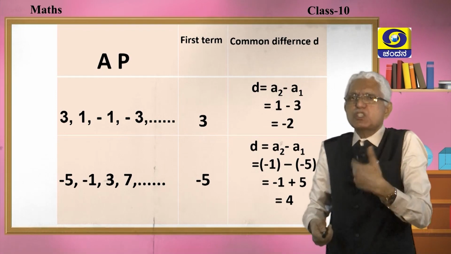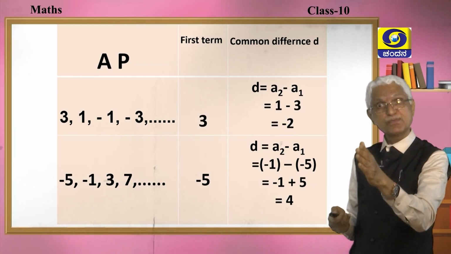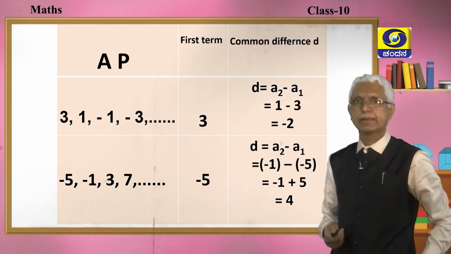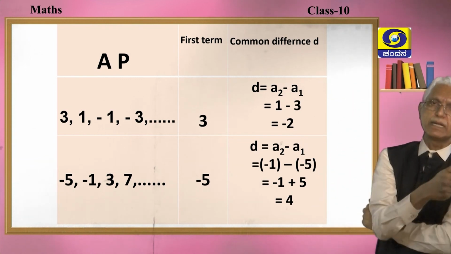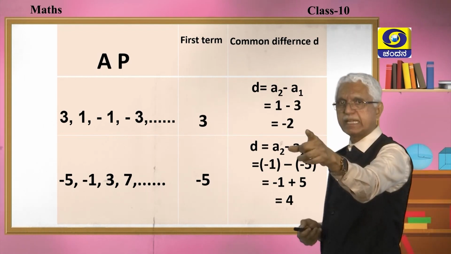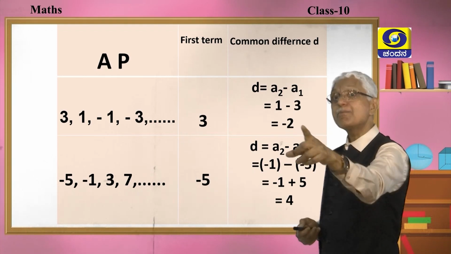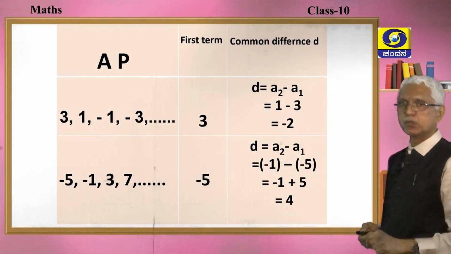Now, just to exercise and to make sure we have understood how to find the common difference, 2 more examples are taken. Take the first example, my dear children, 3, 1, minus 1, minus 3, right? Okay. How will you find the common difference? Second term minus the first term. Which is the second term? 1. Which is the first term? 3. 1 minus 3 is minus 2.